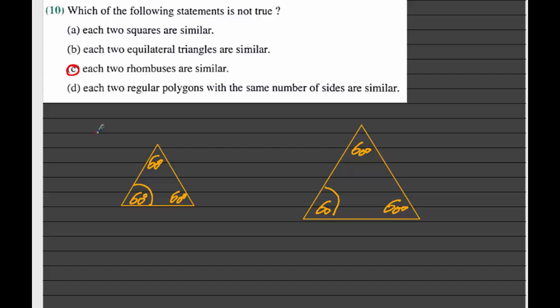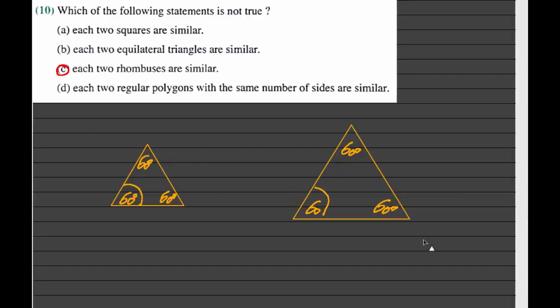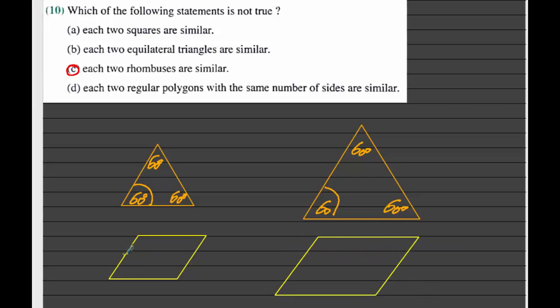We can draw two rhombuses here, like this one, this rhombus here. I'll give you an example. Let the side length of the first be 5 centimeters, and the other 10 centimeters. Of course, the four sides are equal in length. So there is proportionality between the sides of the two rhombuses.